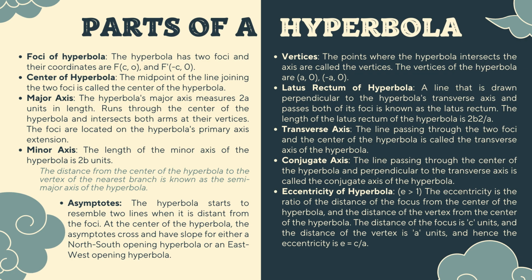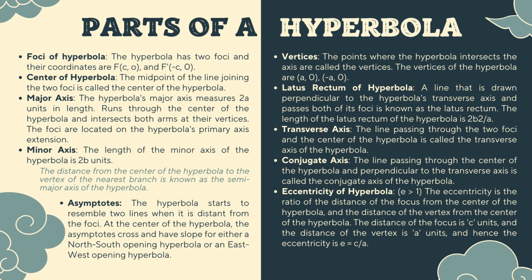Transverse axis. The line passing through the two foci and the center of the hyperbola is called the transverse axis of the hyperbola. Conjugate axis. The line passing through the center of the hyperbola and perpendicular to the transverse axis is called the conjugate axis of the hyperbola.